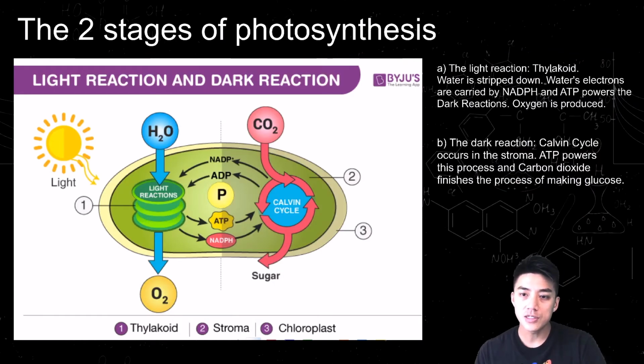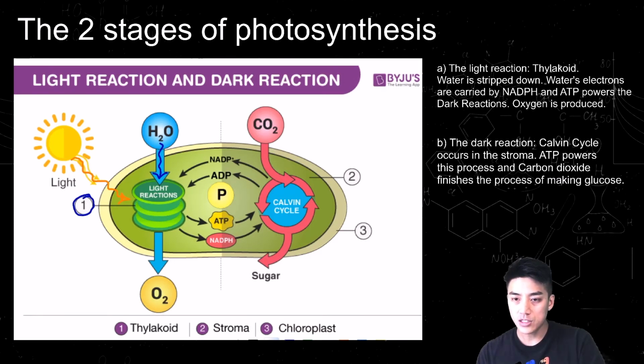There are two stages of photosynthesis. You have the light reactions and the dark reactions. The dark reactions are also known as the Calvin cycle, so we'll get to that later. But just understand sunlight and water enter the light reactions, and the light reactions occur inside the thylakoids, which are the pancake-shaped structures that we discussed earlier. That's why it's been labeled with the number 1.